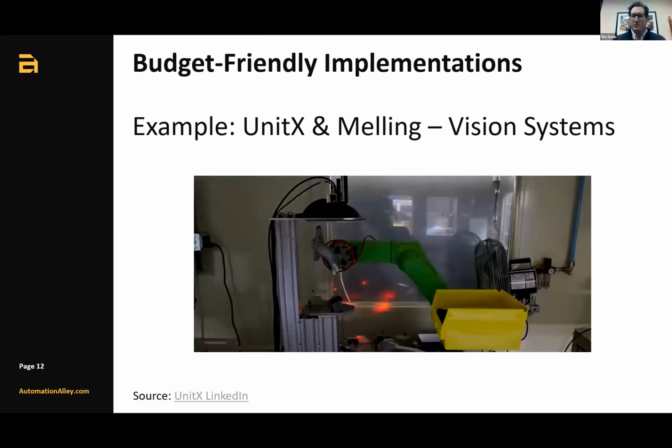Melling had an issue with inspection of parts, and they were relying on their humans too much. It was kind of backbreaking. They wanted them to do something else. And so Unit X has this vision inspection system that was able to reduce a lot of errors and increase their efficiency, and at a relatively low cost for what they're getting. They put over $40,000 into this equipment, but it allowed them to move 2 of their workers from inspection over to something else that was much more value added. So it was a big gain for them in terms of efficiency.